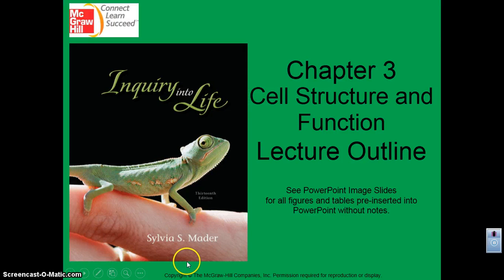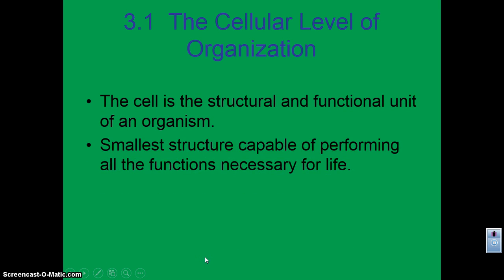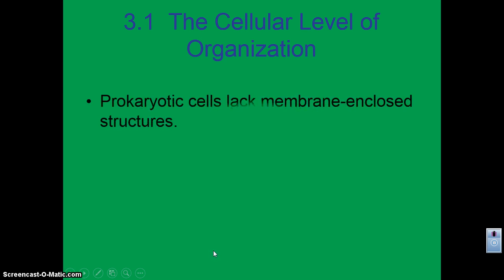We are ready to take a look at cells in Chapter 3, the cellular level of organization. The cell is the structural and functional unit of an organism, the smallest structure that's capable of performing everything for life. So when we talk about the cell, it is the smallest structure that carries out all the life processes.